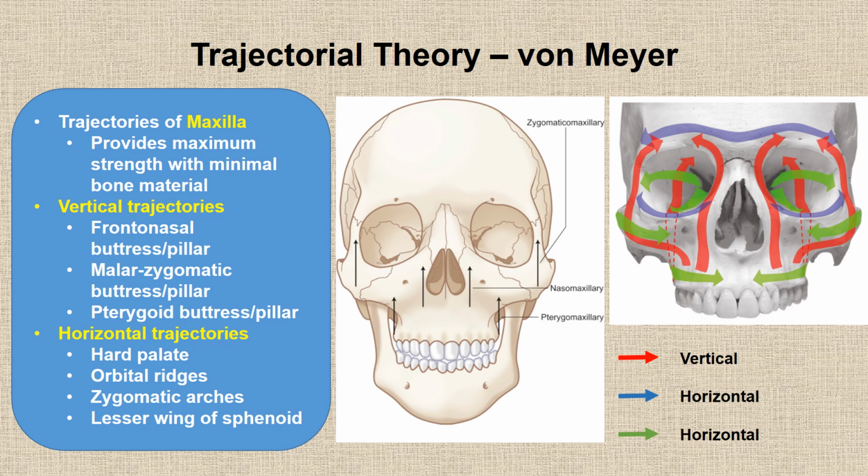One is known as the vertical trajectories. There are three of them. One is the frontonasal buttress. The next one is the malar zygomatic buttress, and the third one is the pterygoid buttress. And we also have horizontal trajectories. The horizontal trajectories are the hard palate, the orbital ridges, the zygomatic arch, and the lesser wing of the sphenoid.